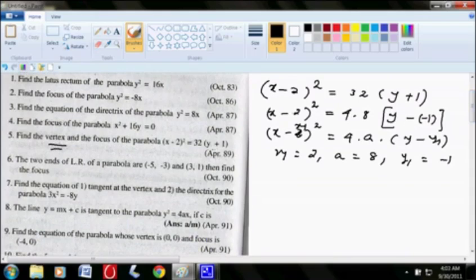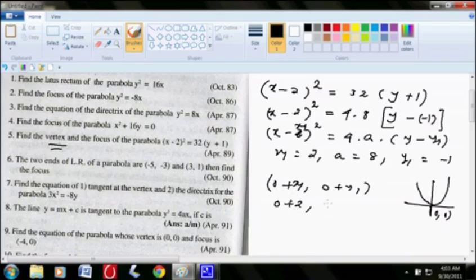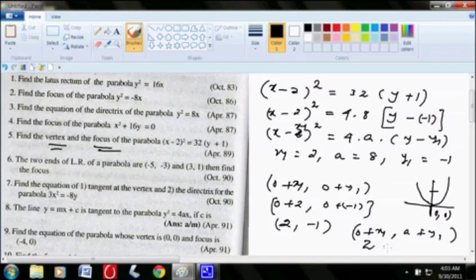Find the vertex. Now in the original standard parabola, the vertex is (0, 0). So in this parabola, as I told, just add an x1 and a y1. So this is 0 plus 2, 0 minus 1, so it is (2, minus 1). And the focus in the standard parabola is (0, a), so here it is 0 plus x1, a plus y1. You can make out the values. So x1 is 2, a is 8, so 8 minus 1 is 7. So the focus is (2, 7).